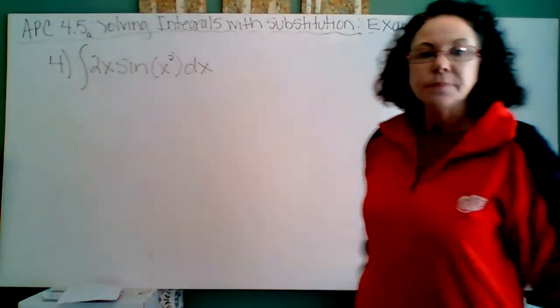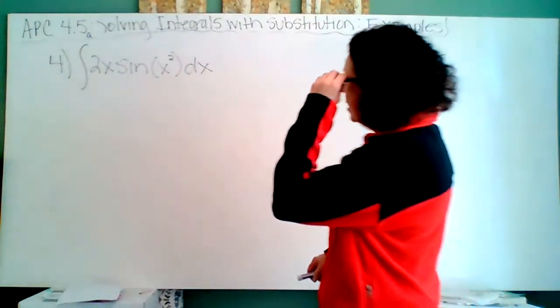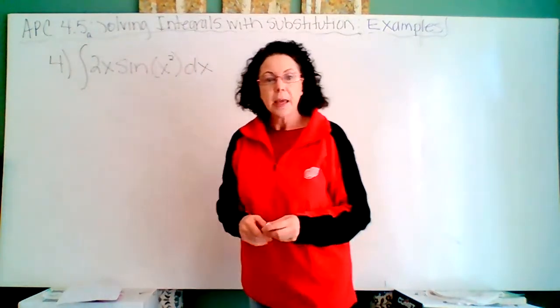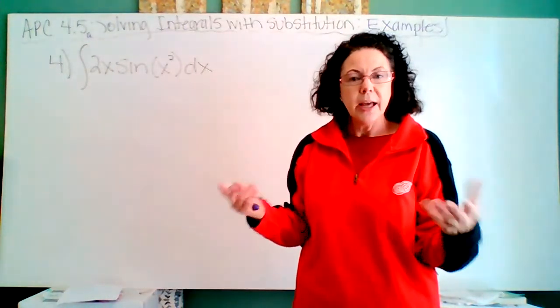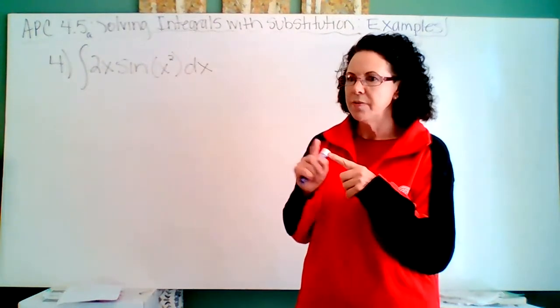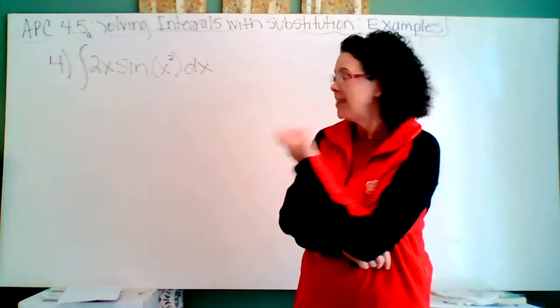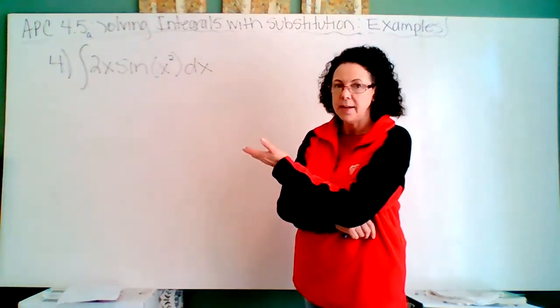Okay, now this is one where students will be tempted to make u sine of x squared. And I get it, you want to do that. But notice when you take the derivative of sine of x squared, you would get cosine of x squared times 2x, and I don't see a cosine being multiplied here.